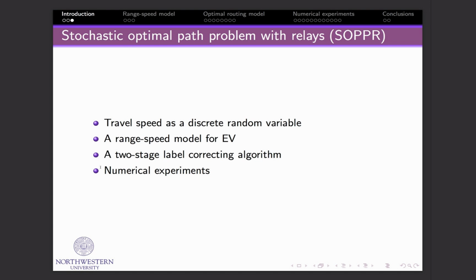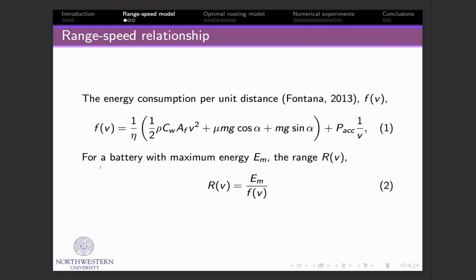We also propose a range speed model for electric vehicles, and we use a two-stage label correcting algorithm to solve the stochastic optimum path problem with relays. We also conduct several numerical experiments to illustrate the properties of our algorithm and its computational efficiency. Now I will present the range speed model.